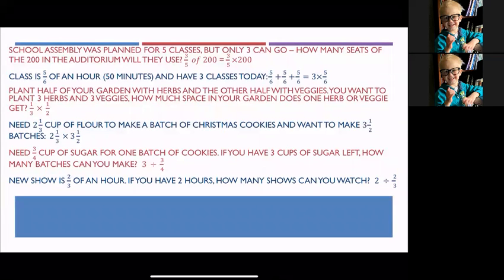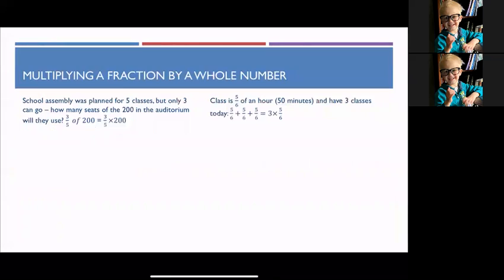Since we didn't have time in class to go over representing each of these different scenarios, I wanted to make this recording. So when first we're talking about multiplying a fraction by a whole number, we can see these two different cases.